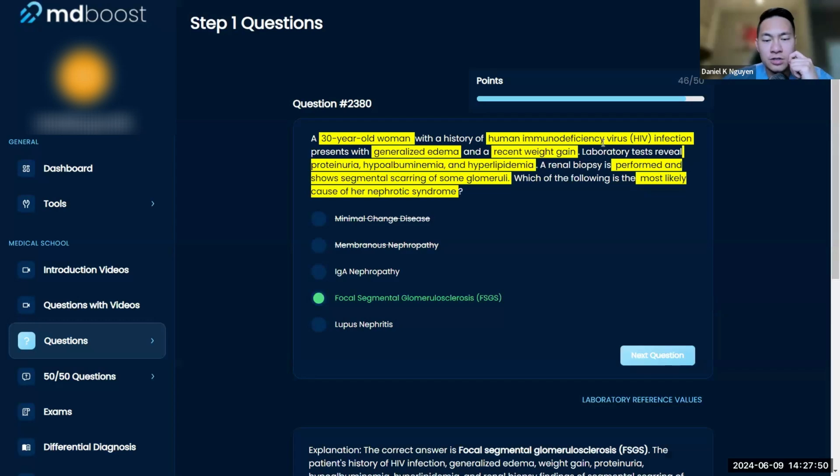Good. Yeah, for sure. The biopsy is going to be your best friend here, right? Some people are worried about biopsy results when they read a question, because they're like, I don't know what that means, right? Sometimes you just got to take a step back, kind of how you did, and you're like, oh, it shows segmental scarring of some glomeruli, which means focal, right? Diffuse means everything, focal means some parts, right? And so the biopsy is going to be your most specific thing here.